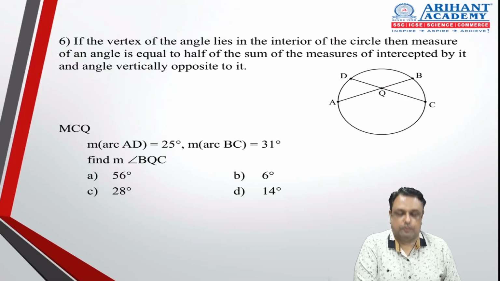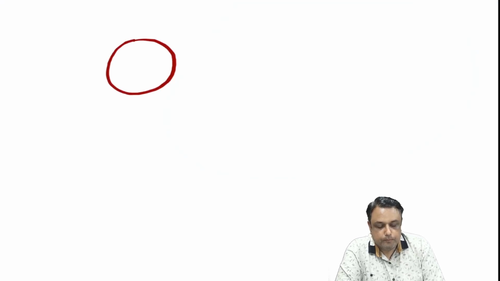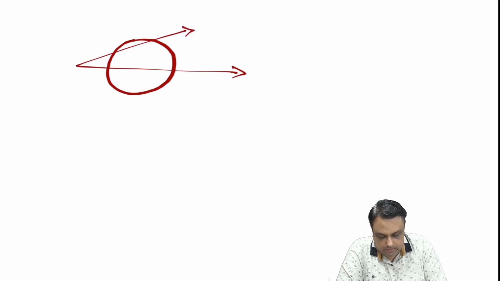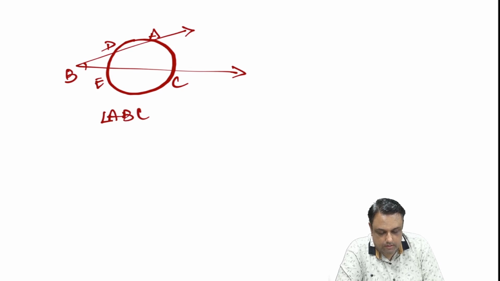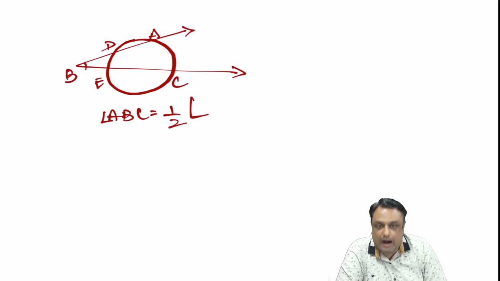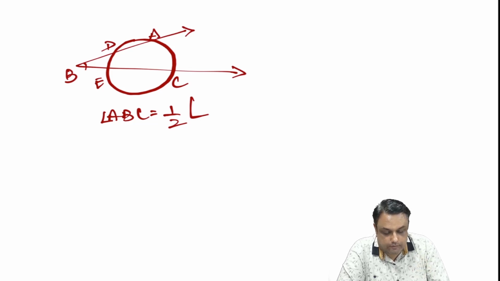Now 6th point. Now here also I would introduce 2 concepts. Always remember, whenever the vertex of the angle lies outside the circle, the measure of the angle is half the difference of the arcs intercepted. तो इसमें क्या होता है?